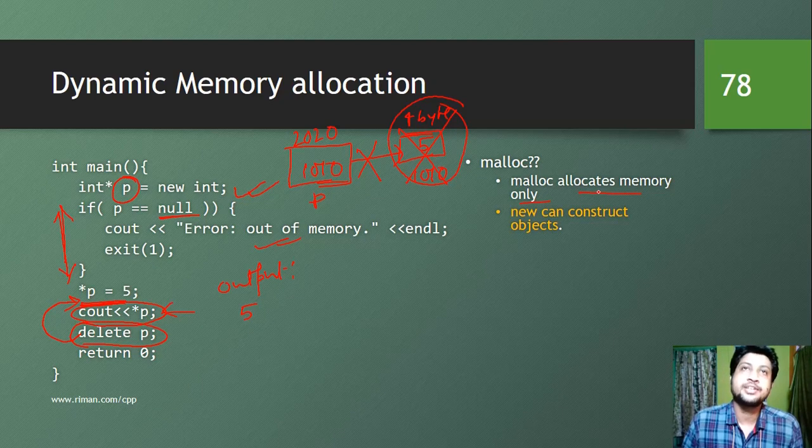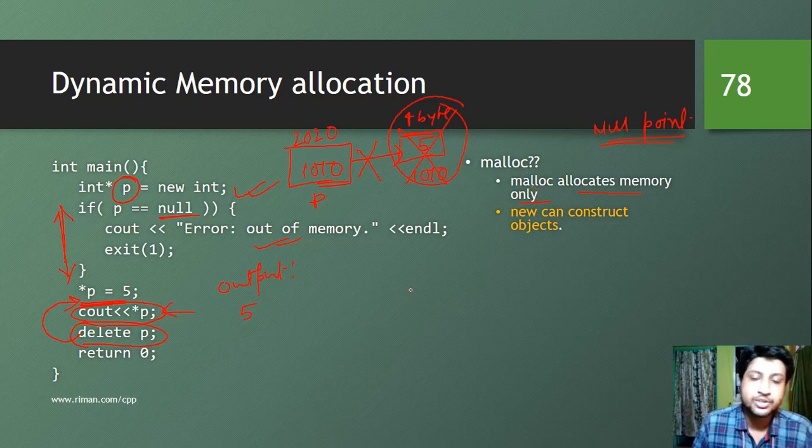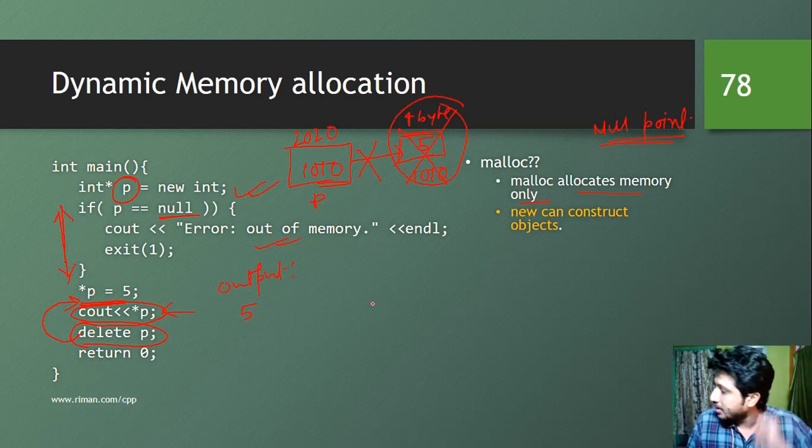That's why malloc actually returns a null pointer, and you have to convert this null pointer to whatever specific type of pointer you want. If you have forgotten the syntax of malloc, I am just reminding you. Malloc is used like this. Suppose you want to create an integer: int *p = (int*)malloc(sizeof(int)).